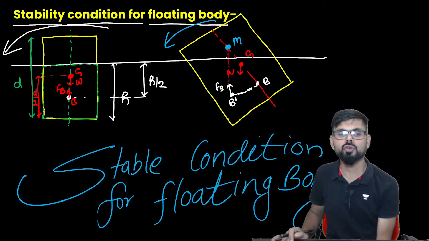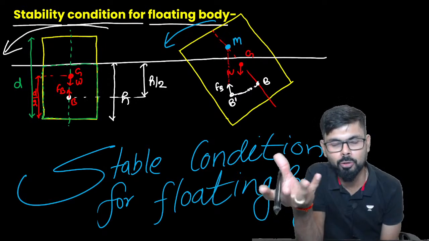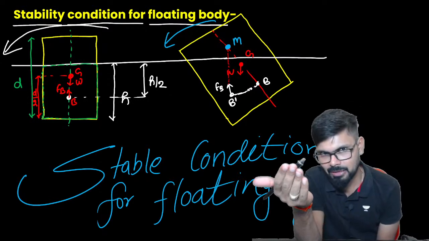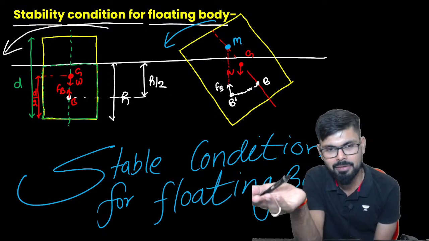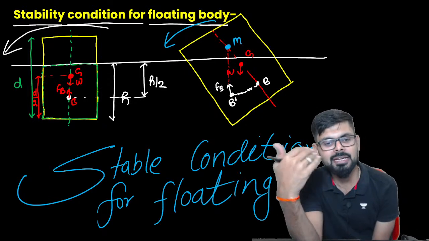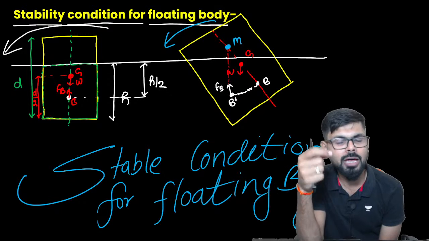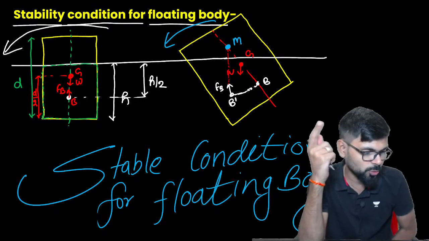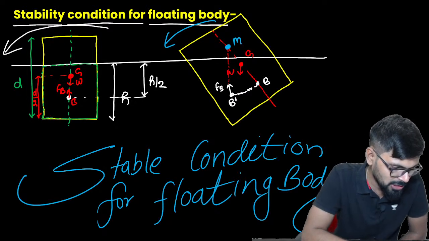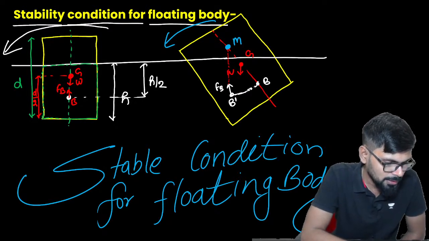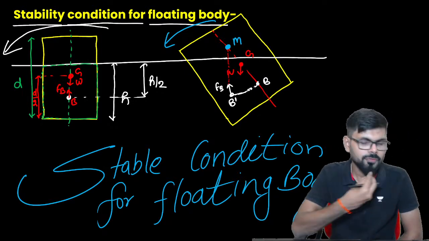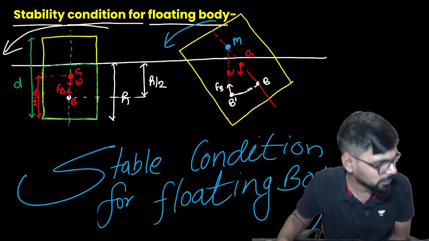If someone asks you what is the stable condition for a floating body, you have to say that the metacenter is above the center of gravity. If the metacenter is below the center of gravity, then it is unstable equilibrium. If both coincide, then it is neutral equilibrium. Up to now, if anyone has any problem, tell me. Clear? Shall I move forward?